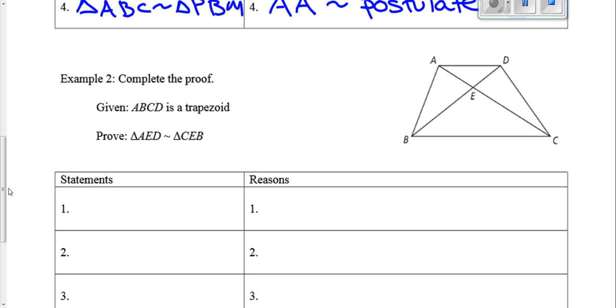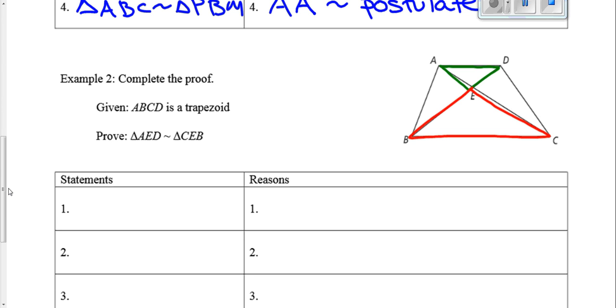All right, here's an example where you have quite a few triangles. So I'm going to highlight AED. It's off a little, but you get the idea. And then this one down here. So we know which two we're looking at. Okay, now, before we get started with the given, what do we already notice?